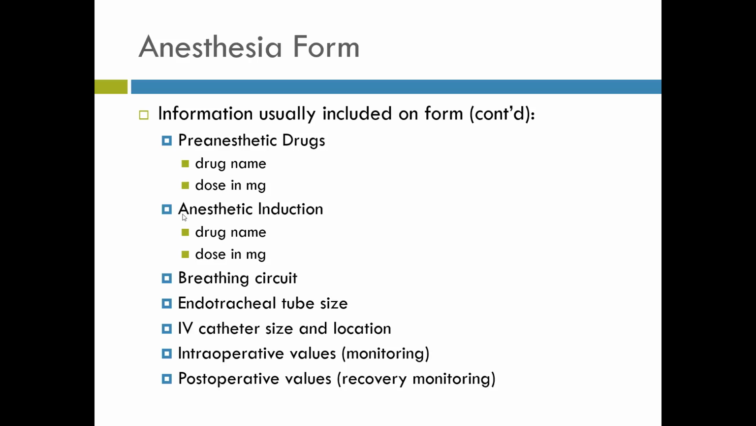We're also going to include the breathing circuit, if we're going to use a non-rebreather or rebreather, the endotracheal tube, depending on what size we're going to use, IV catheter size and location where we're going to place that catheter, intraoperative values, so our monitoring numbers, which we'll talk about, and then postoperative values, which is our recovery monitoring as well.